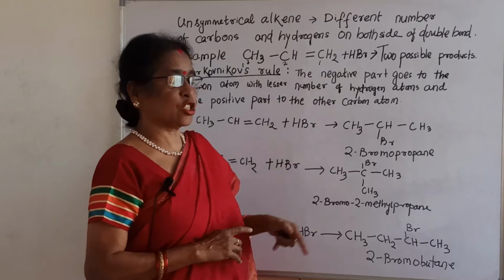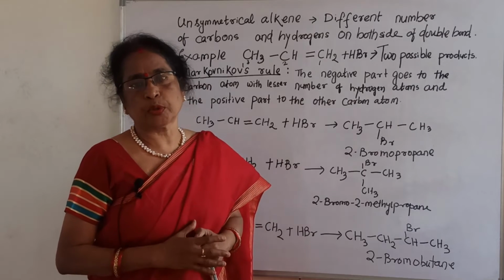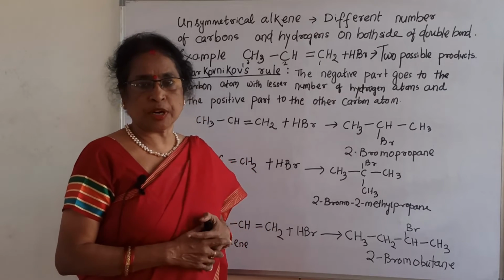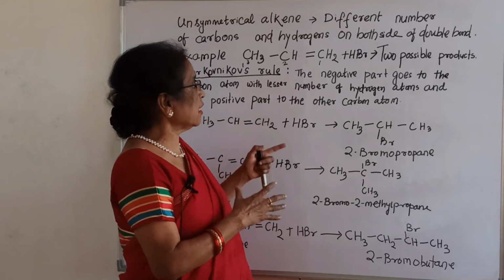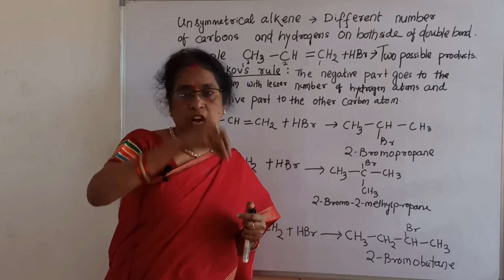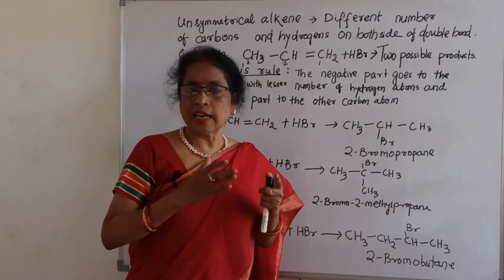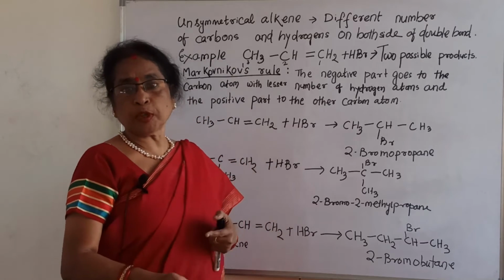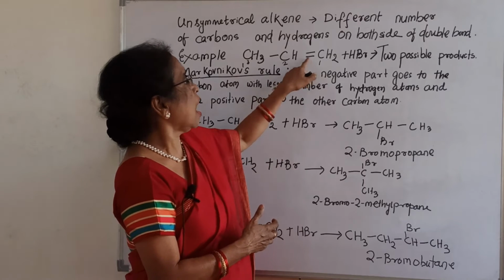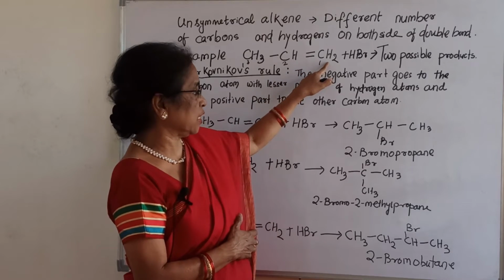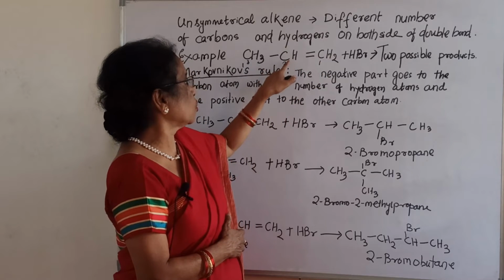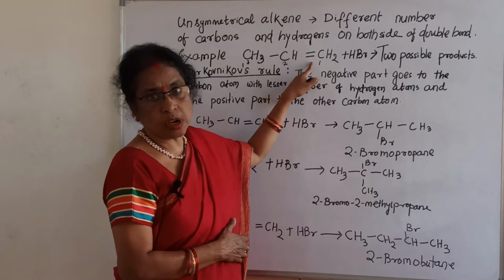This is called Markovnikov's rule. What is Markovnikov's rule? The negative part of the addition product, called the addendum, goes to the carbon which has fewer hydrogen atoms, and the positive part goes to the opposite carbon, the other carbon of the double bond. That means here Br goes to this carbon and hydrogen goes to the other.